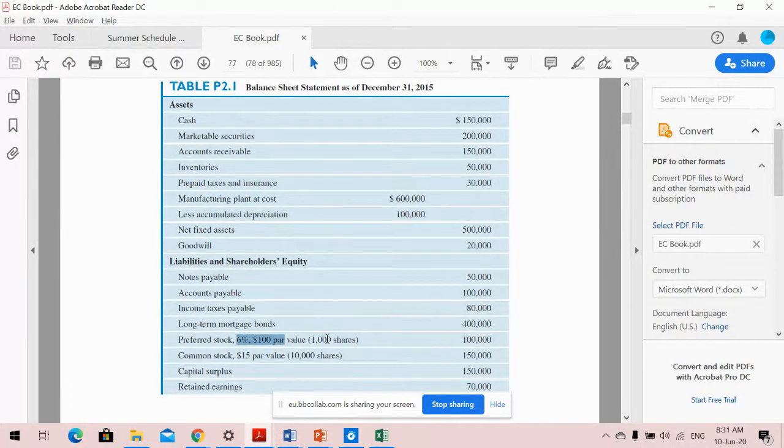So this company issued 1000 shares. This was their total value, right? So 1000 times 100 is this one, but the dividend you get is 6%. Common stock is 15 par value, right? And 10,000. So this is the total value of your common stock, capital surplus, and retained earnings. I'll come to it later on.